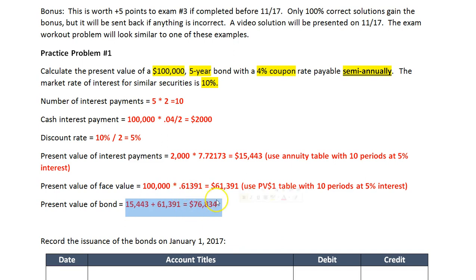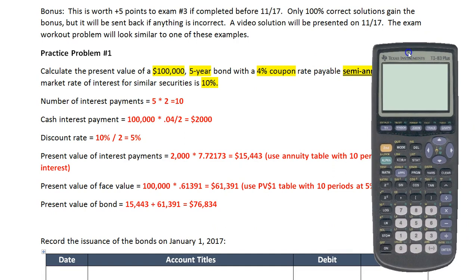So we can calculate the present value of the bond equal to 76,834. I'm also going to show you with the calculator real quick how it looks. So we'll turn it on.